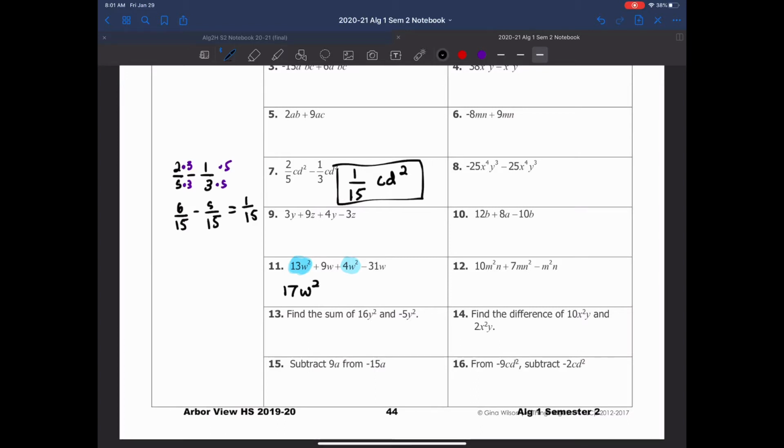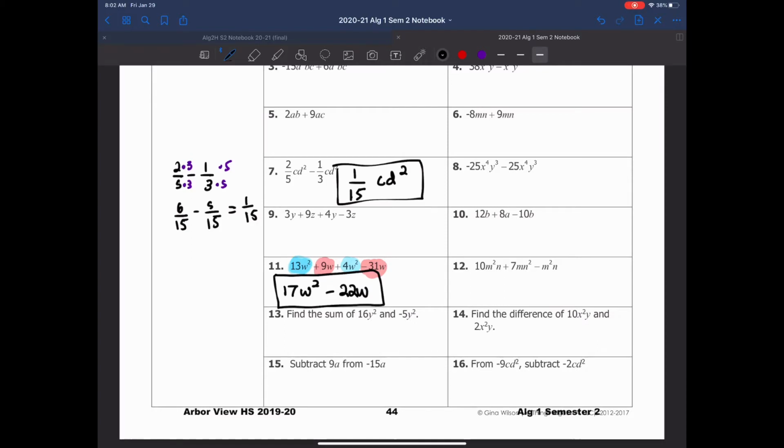Okay, so now let's deal with the w team. So the w team, we have 9w, that's positive 9w, and negative 31w. So what we can do is combine these two w's and form one single term. So 9w minus 31w, well, we need to know what 9 minus 31 is. 9 minus 31 is going to give me negative 22. So we have negative 22w. So this answer is going to be 17w squared minus 22w.